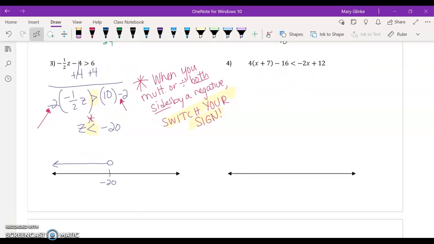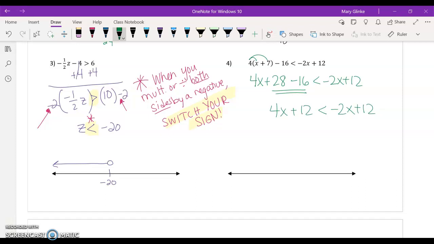So let's go ahead and take a look at number 4. We're going to distribute the 4 out in front to get 4x plus 28 minus 16 is less than -2x plus 12. We combine like terms to get 4x plus 12 is less than -2x plus 12. We can move the 2x over and the 12 over. So we get 6x on the left, and we end up getting 0 on the right-hand side.